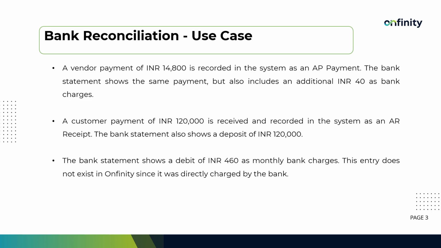Here's another case. A customer payment of 120,000 rupees is received and recorded in the system as an accounts receivable receipt. The bank statement also shows a deposit for the same amount, so we'll learn how to record that. Then there's the instance where the bank statement shows a debit of 460 rupees as a monthly bank charge. This entry isn't in the system because the bank charged it directly. We'll learn how to record that one as well.